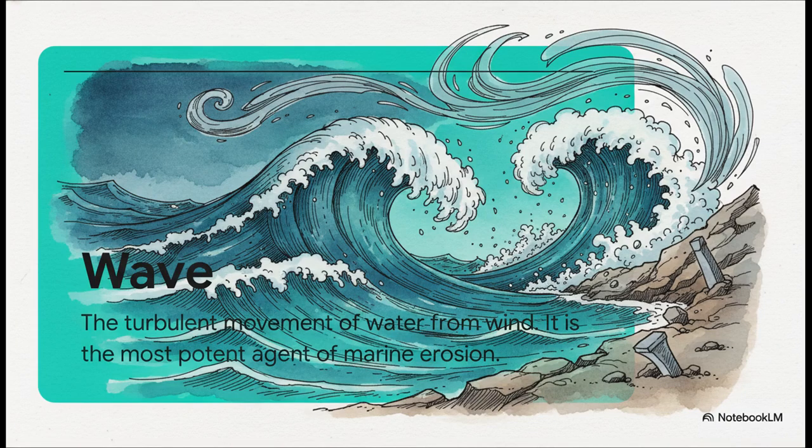It isn't just a blob of moving water. No, it's pure energy, transferred from the wind, traveling across the sea. And believe it or not, it is the single most powerful force of coastal erosion. It's the chisel in our artist's hand.